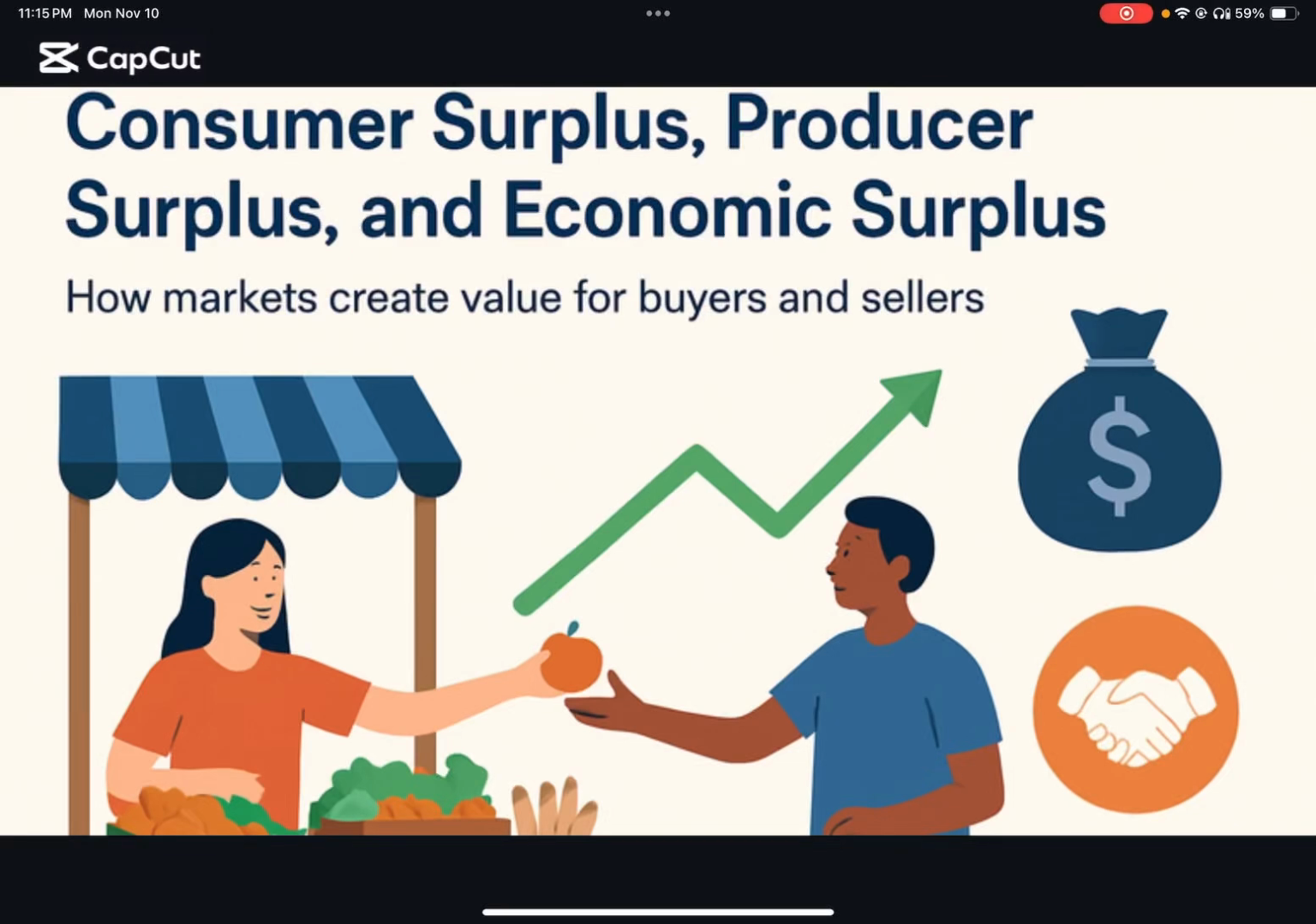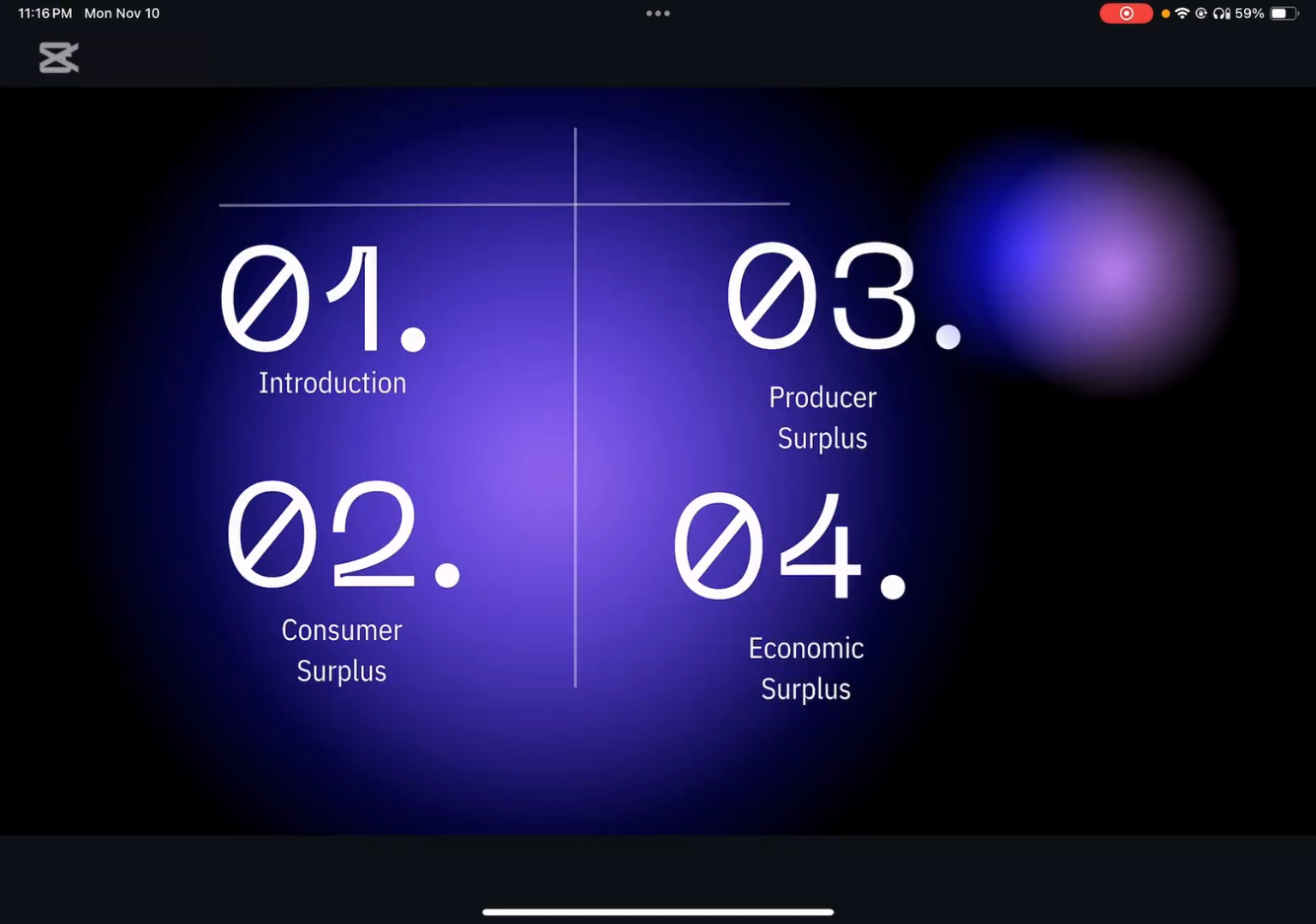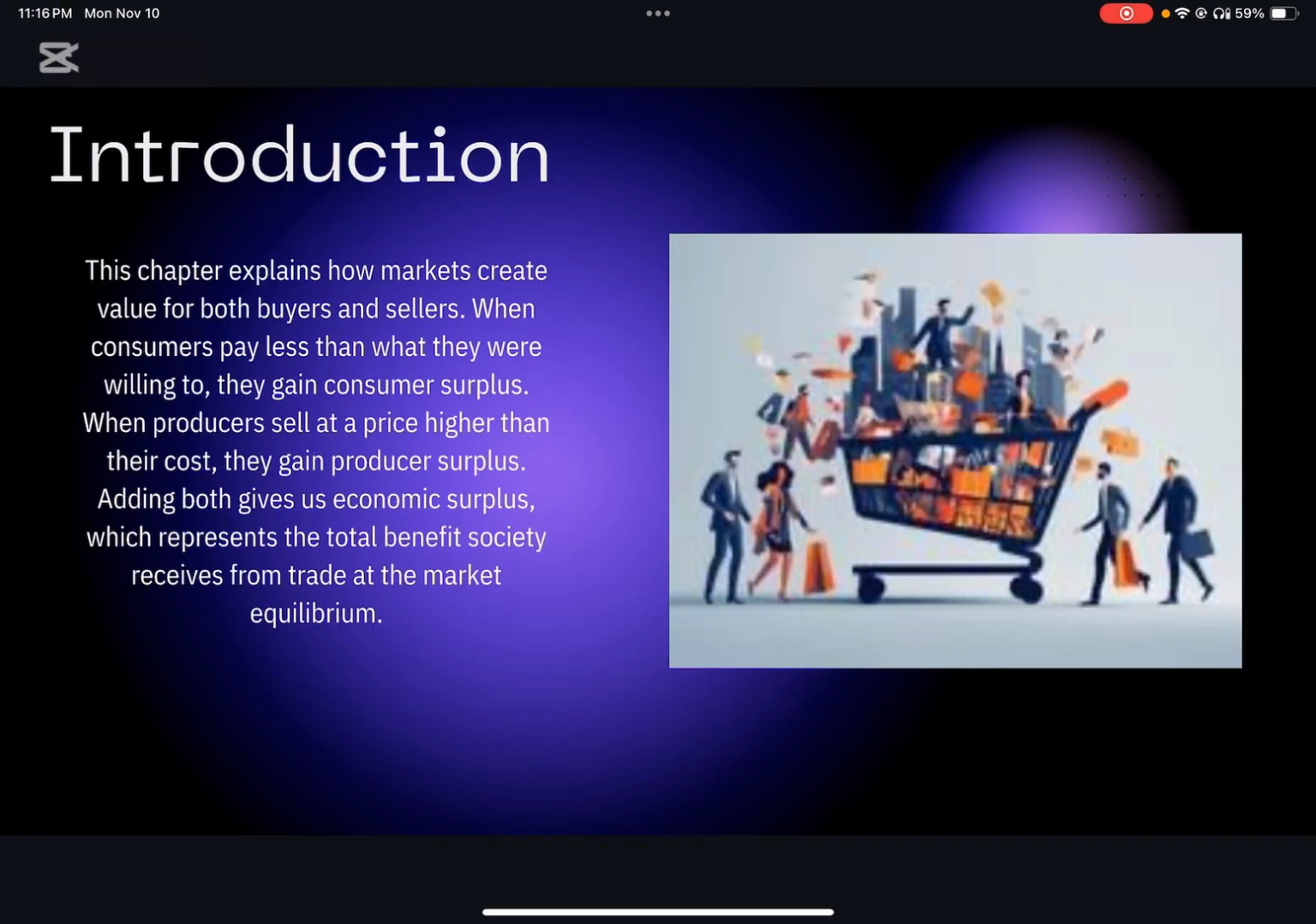Today we're going to talk about consumer surplus, producer surplus, and economic surplus. And then we're going to see how markets create value for buyers and sellers. This is the table of contents. Introduction. Let's begin by understanding what this topic is about.